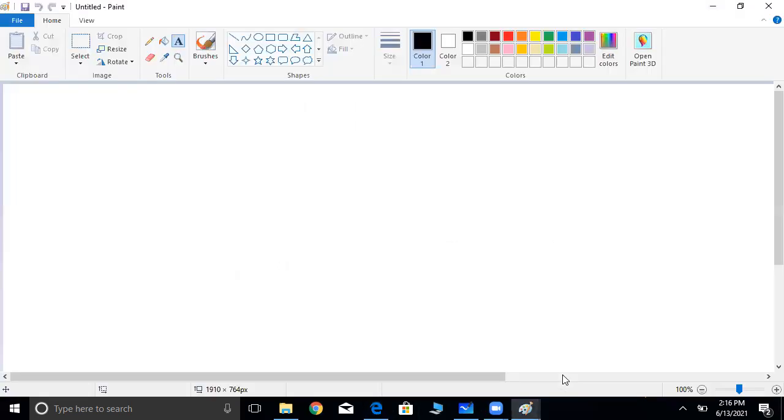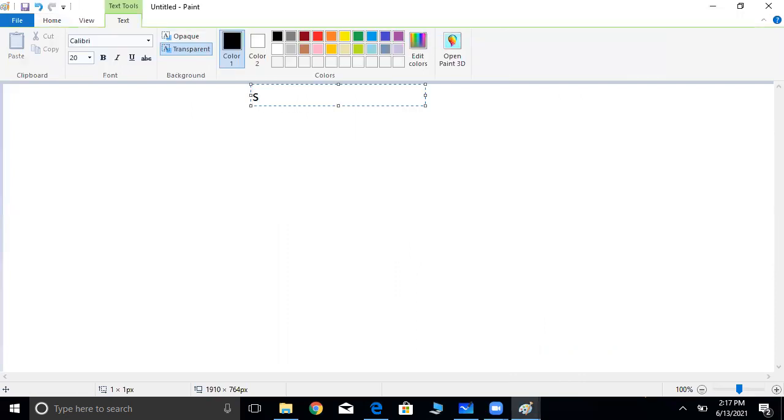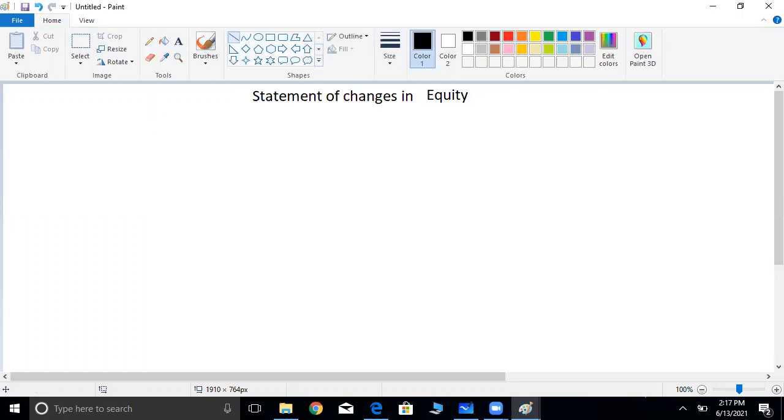I'm going to prepare a statement of changes in equity in front of you. So here is the statement of changes in equity, and we know that it has columns. I'm going to prepare those columns so that you may have an idea of how it is going to be prepared. The first column is for ordinary share capital.